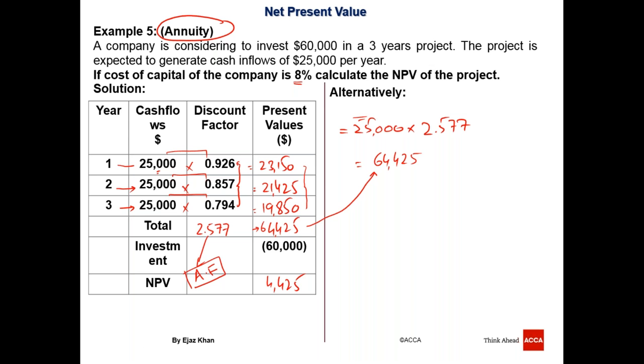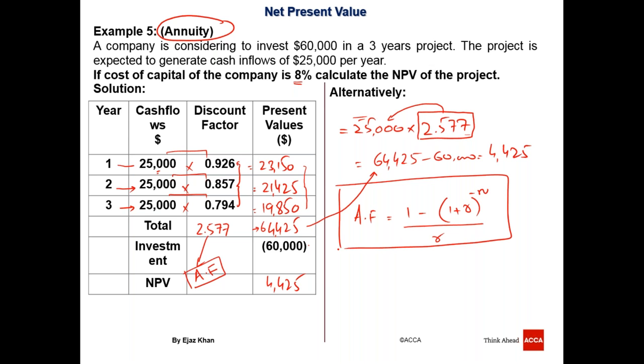6,4,4,2,5. So if we know the annuity factor, all we have to do is to multiply this factor with the annuity, we'll get the present value of all cash inflows. And then later we will deduct the initial investment to get the net present value. Now from where we are going to get this 2.577? We have a formula for calculating annuity factor, which is (1 minus (1 plus r) raised to the power minus n) divided by r. So we can use this formula for calculating annuity factor.